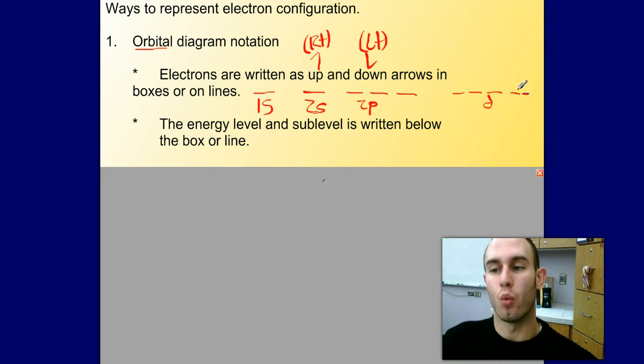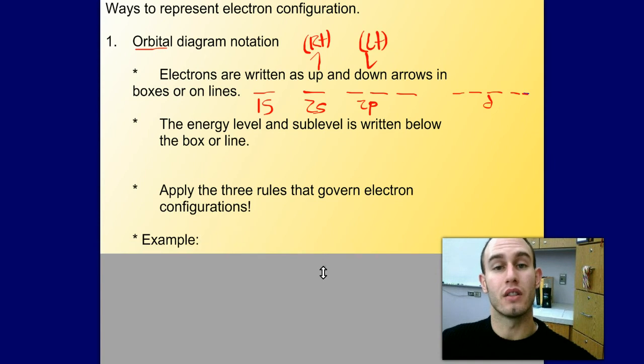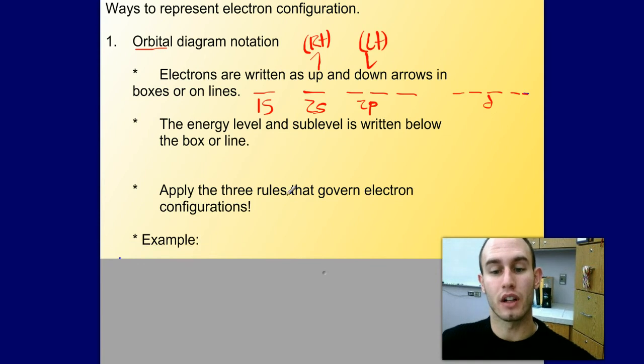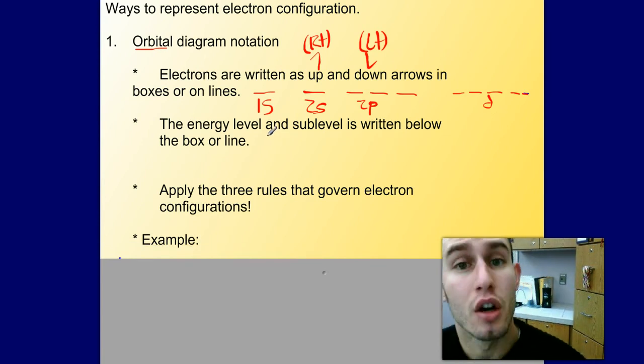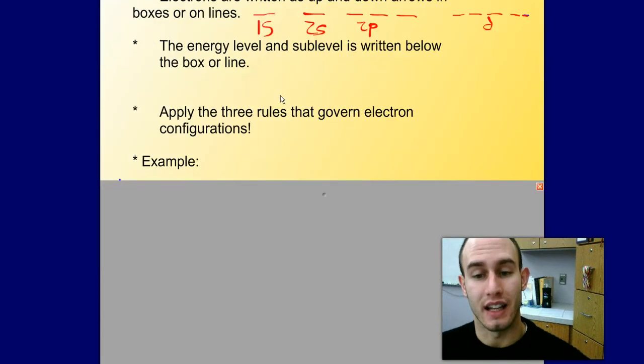You always have 1, 2, 3, 4, 5 orbitals in a d sublevel, 3 orbitals in a p sublevel, 1 orbital in an s sublevel. Then we basically apply the rules that govern electron configurations and move forward. So let's look at our examples here.